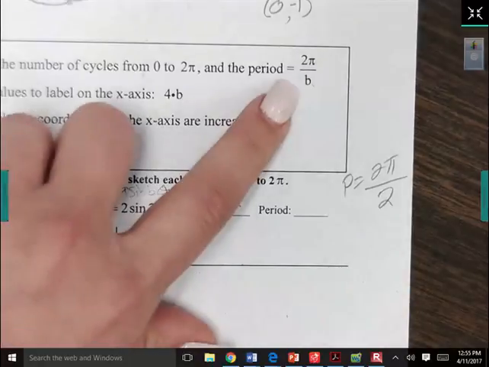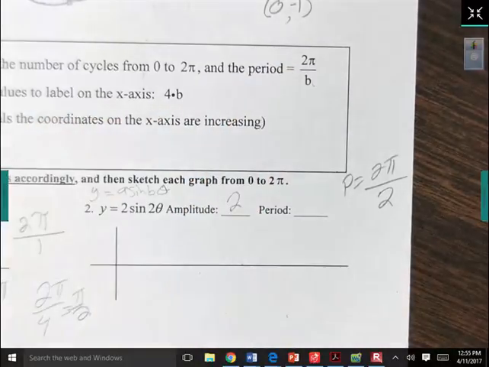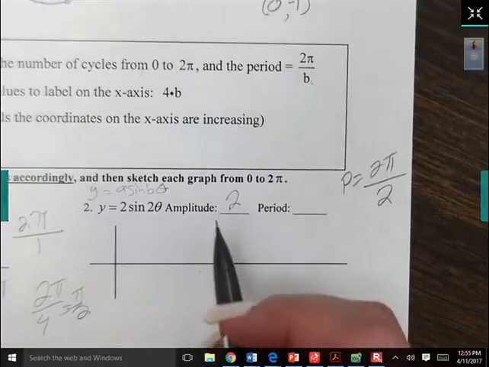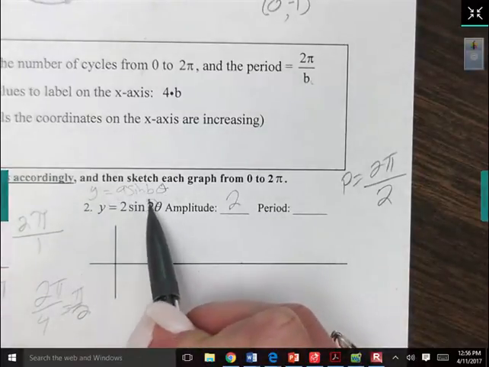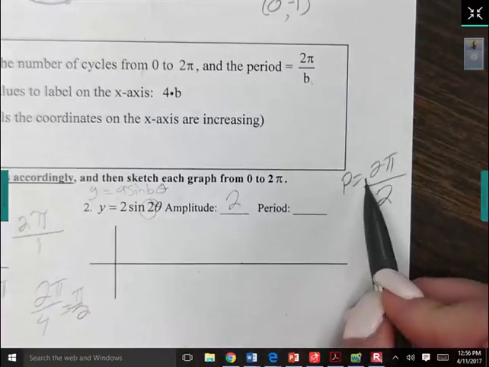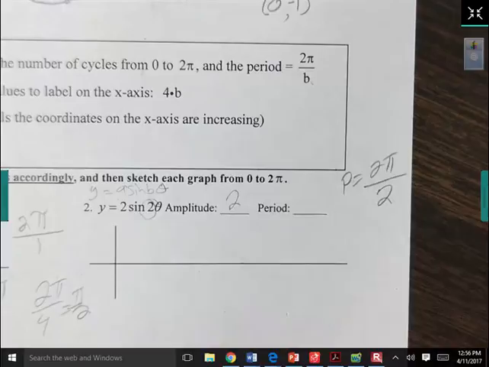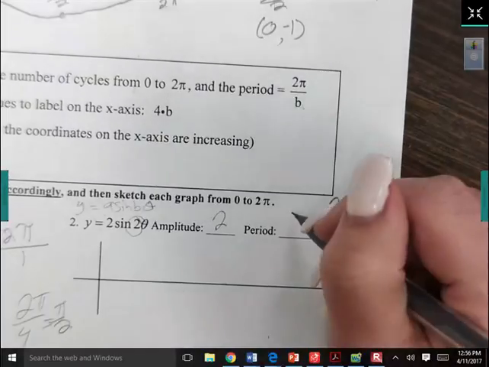Okay, let's look right here. Our period is equal to 2 pi divided by b, right? What is b, Alexia? B is 2 because, remember, it's y equals a times the sine of b theta, and b is the number in front of theta, right here. It's 2. Do you see that? So the period is equal to 2 pi divided by 2. So what's our period, Alexia? Period is pi. Very good.